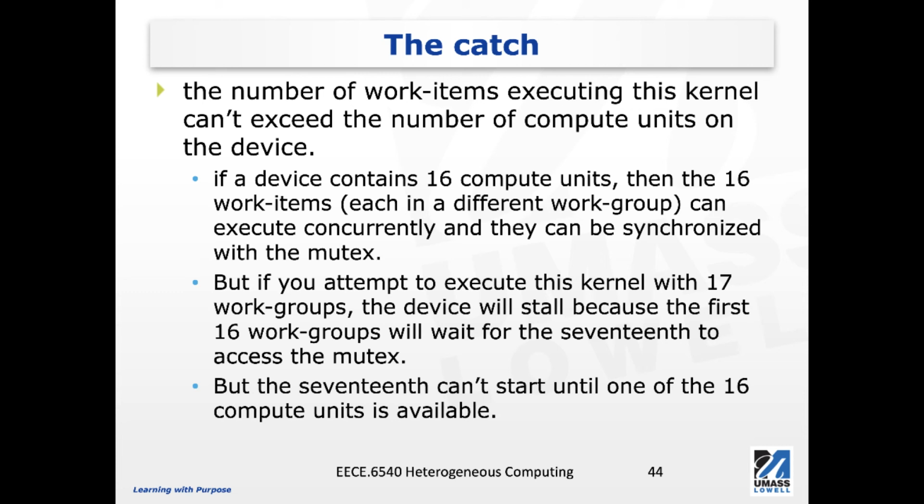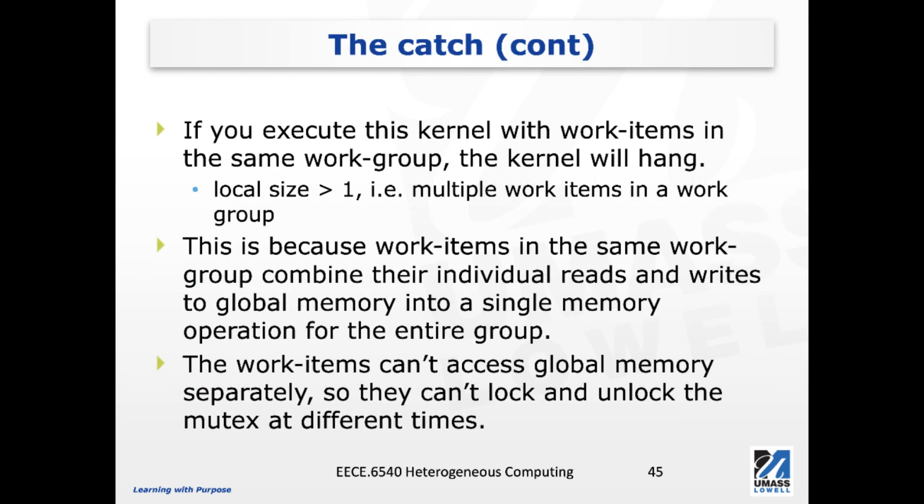But because the kernel function is designed in such a way that all the 16 work items that are already on the compute units will be waiting for the mutex to be unlocked, this will never happen, because the 17th work item is not going to be put onto the compute units, because none of them is available. That was the case when we have more work items than the compute units.